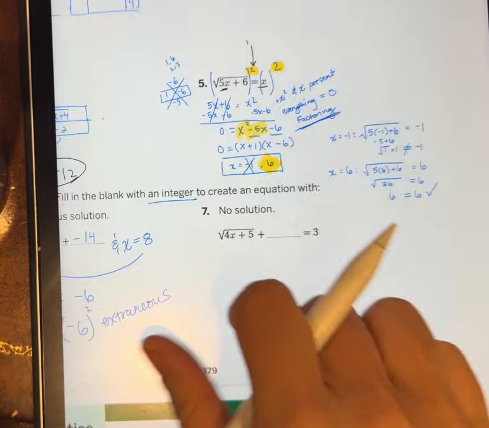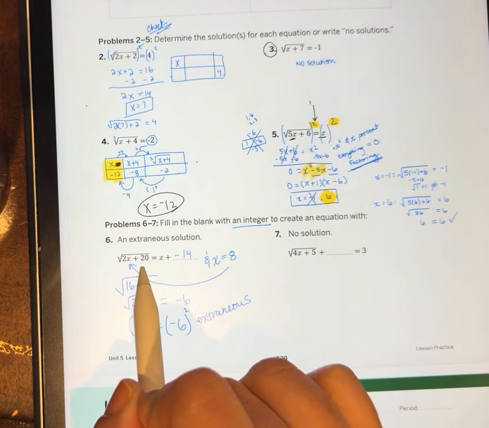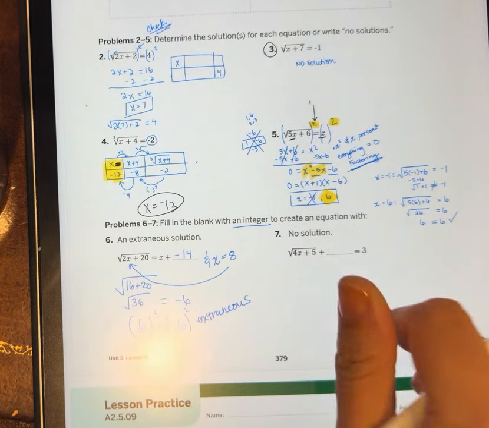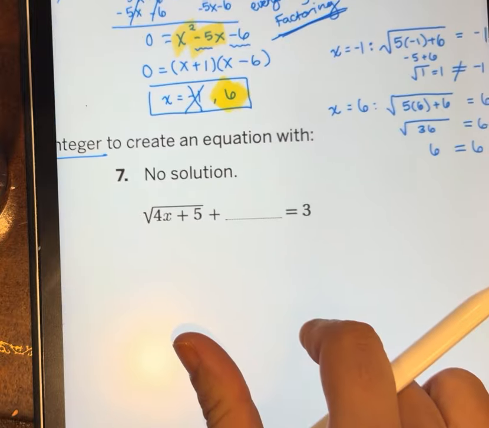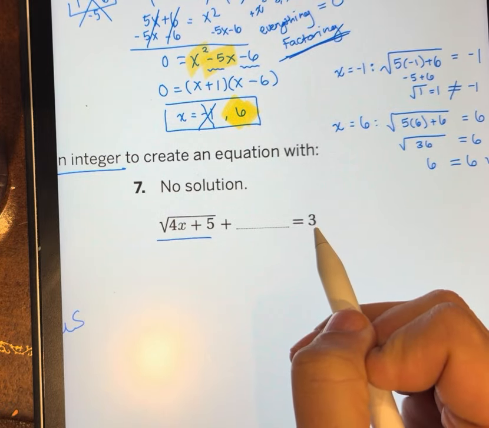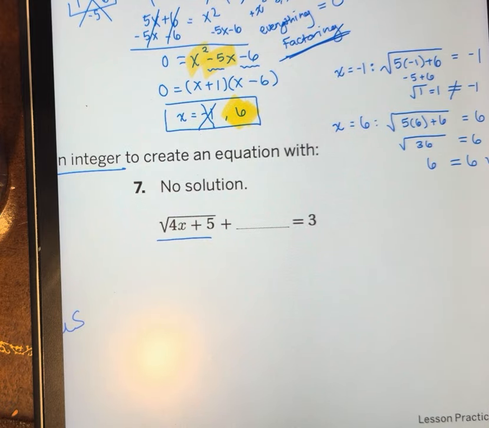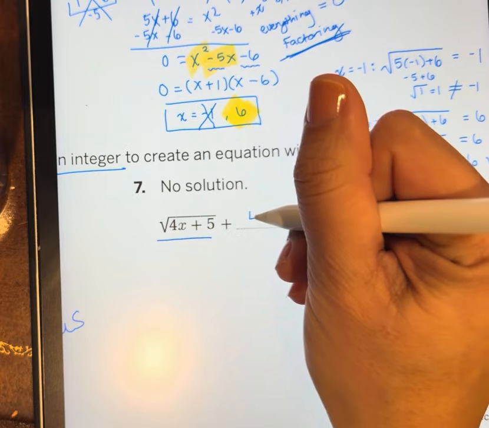Unless I'm missing something and this question is like way easier than I'm making it out to be. Because number 7 is way easier. Look at this. You have a square root plus something equals 3. If you make this plus something bigger than 3, like anything bigger than 3, go with 4.